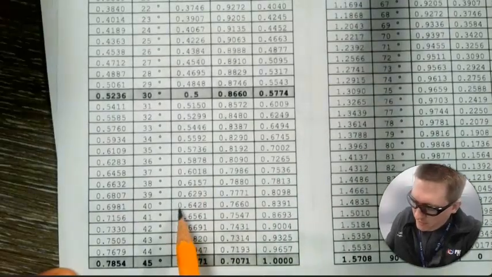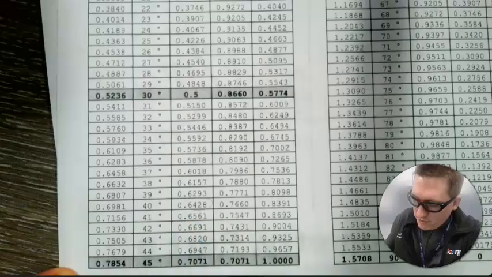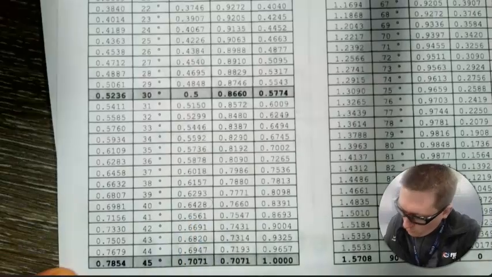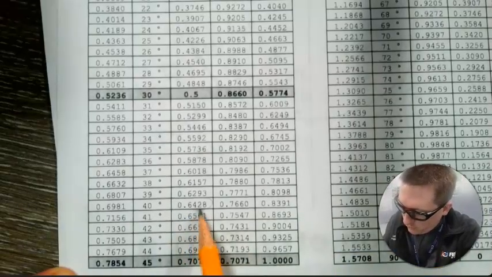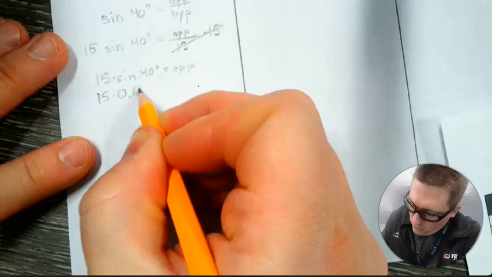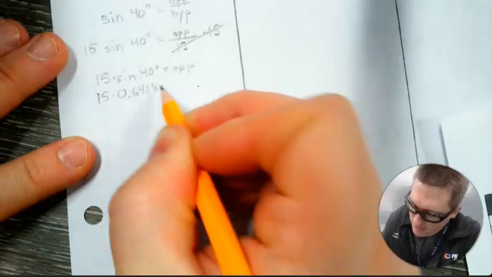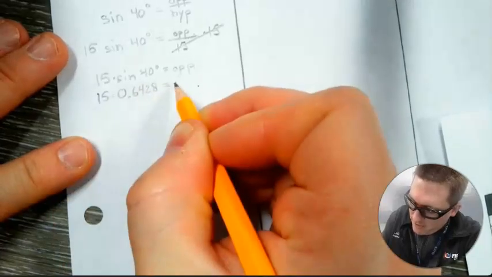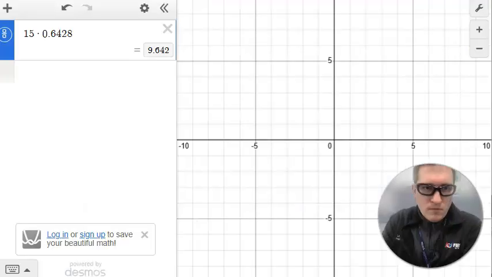And we find out that the sine of 40 degrees is 0.6428. So I'm going to do 15 times 0.6428. And when I multiply these numbers together, it will give me the opposite side. I then multiply those numbers, and I find out that the side is approximately 9.642.